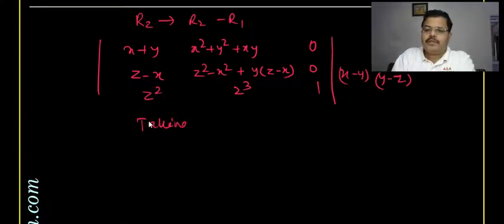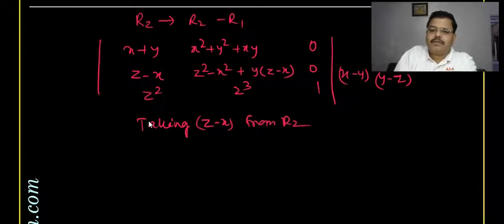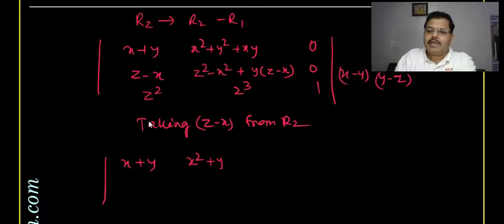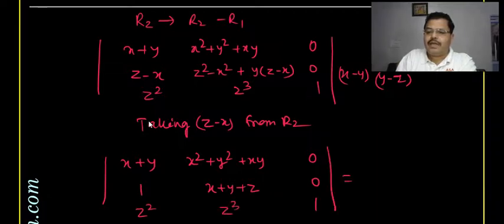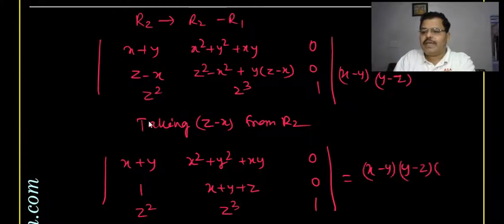Taking z minus x from R2, what is left is x plus y, x square plus y square plus xy, 0 in the first row. In the second row, since z minus x was taken, 1 is left, then x plus y plus z, and 0. The third row is z square, z cube, 1. And since I have taken x minus y, y minus z and z minus x, these three factors are common.